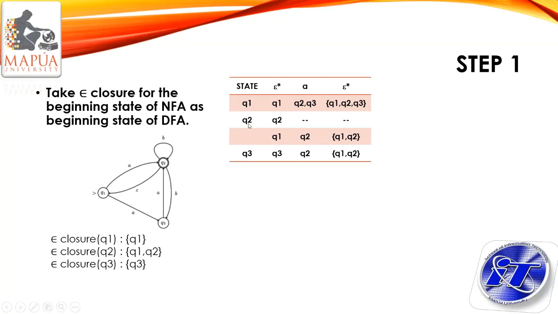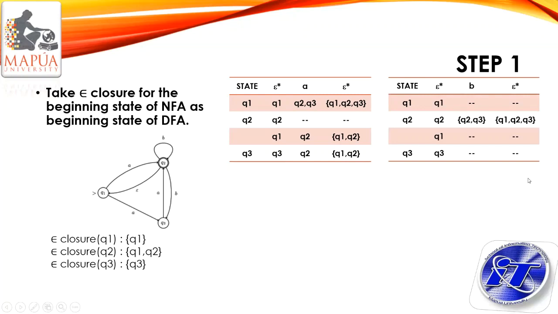Now let's move on with Q2. Q2 at A has no path, so that's why it's a dash. For Q1 at Q2, it would go to Q2, and since the Q2 closure is Q1, Q2, this will be the final path for Q1 at A. Now let's move on with Q3. Q3 at A will go to Q2, and again, the Q2 equivalent is Q1, Q2. Now let's move on with B.